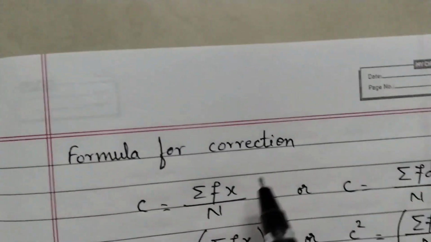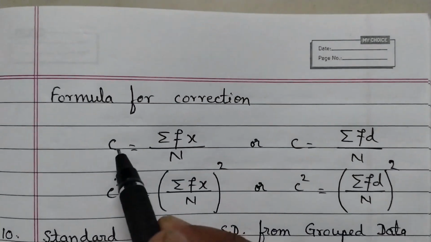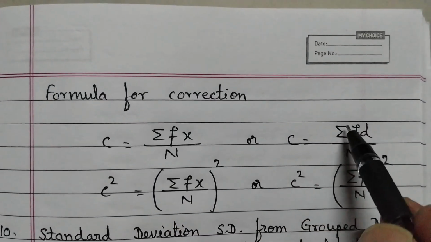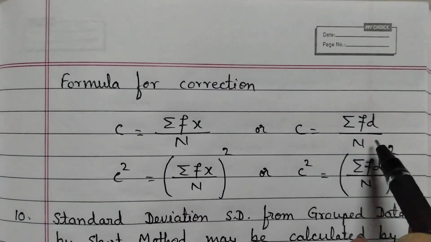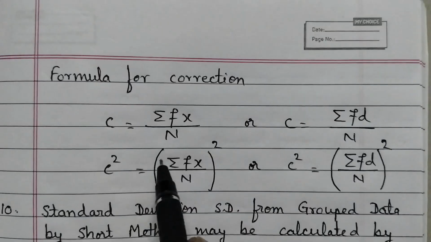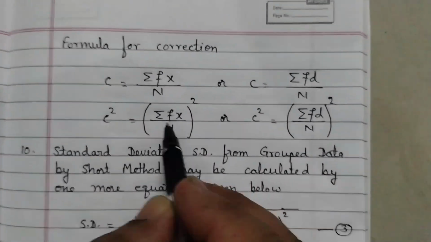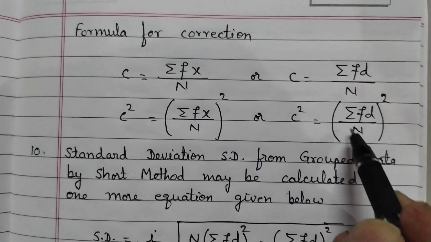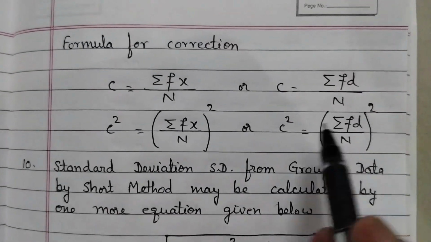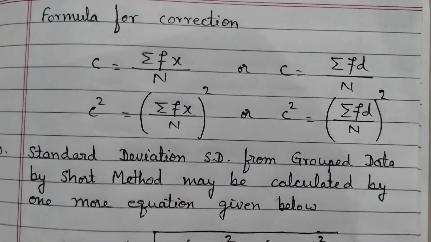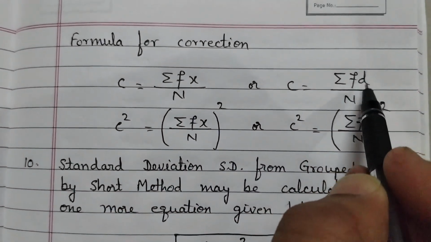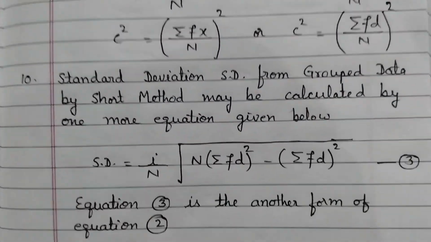Now the formula for correction is separately given here. C is equal to summation fx over n, or C is equal to summation fd by n. Therefore C square is equal to summation fx by n whole square, or C square is equal to summation fd by n whole square. So in some books correction is given by summation fx by n, or in some books summation fd by n.